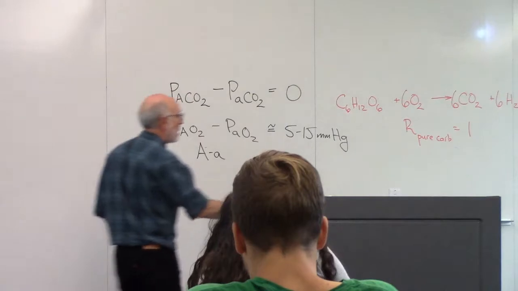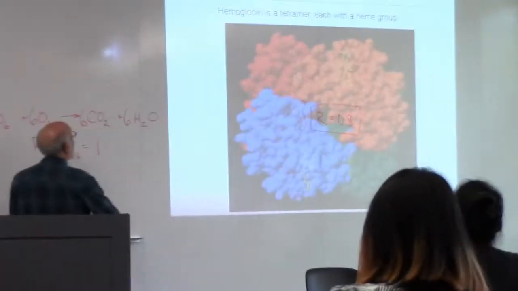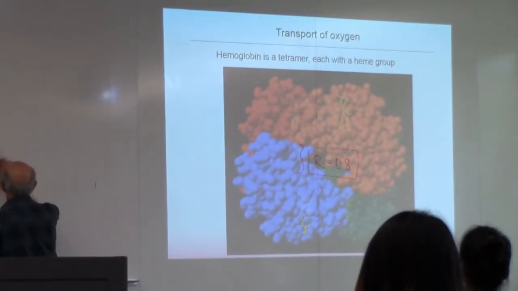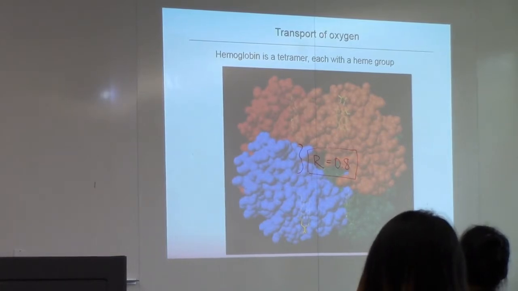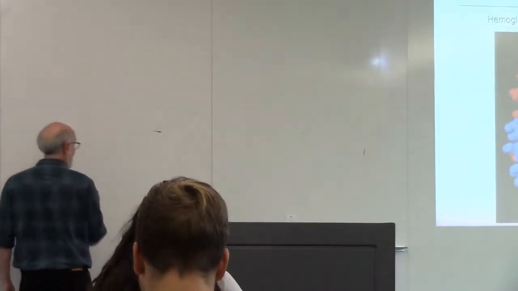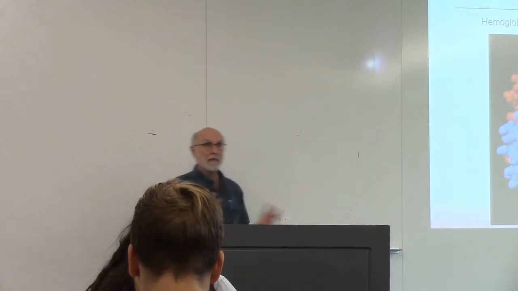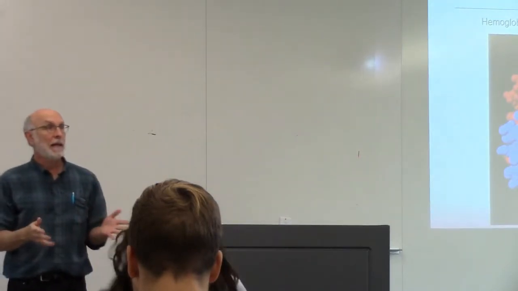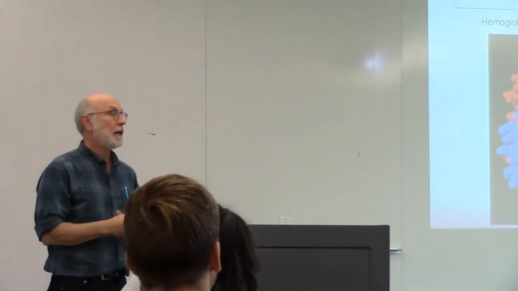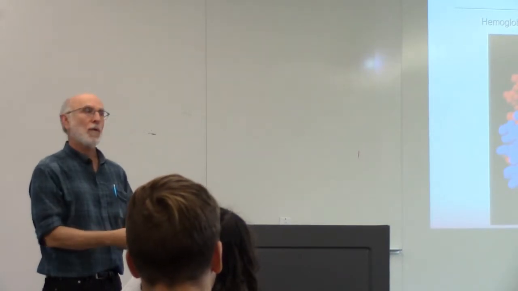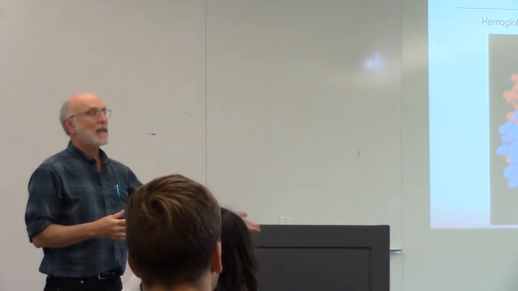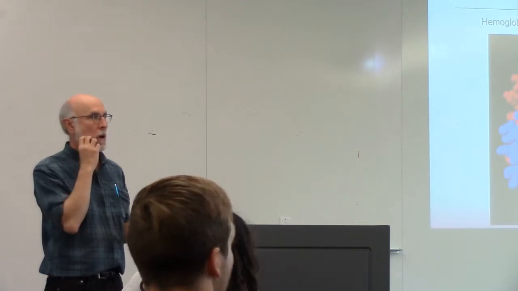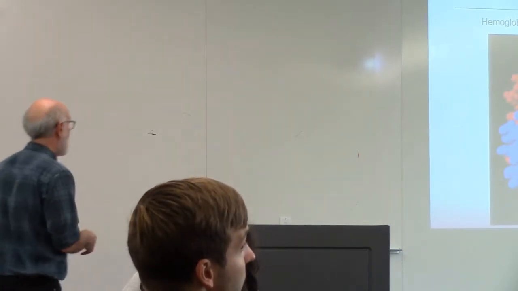So let's switch gears now and talk about how gases are transported by blood. This is an important part of the respiratory system, right? The gases have to be exchanged in blood, and then the blood has to deliver gases or remove gases, deliver oxygen and remove CO2, and that's the job of blood. So let's talk about that mechanism.